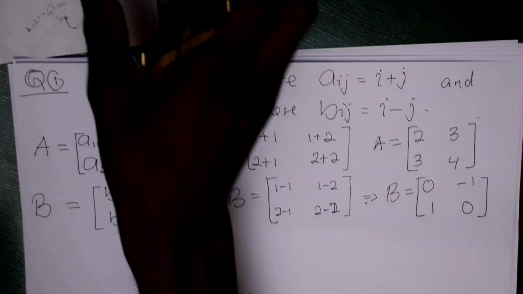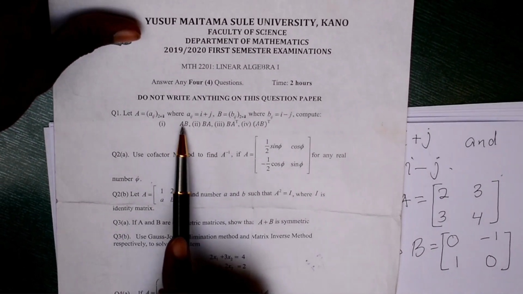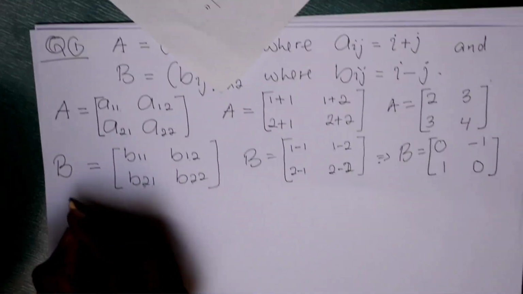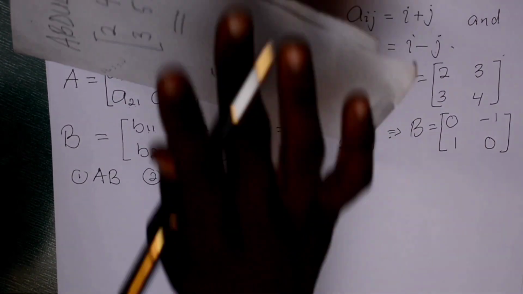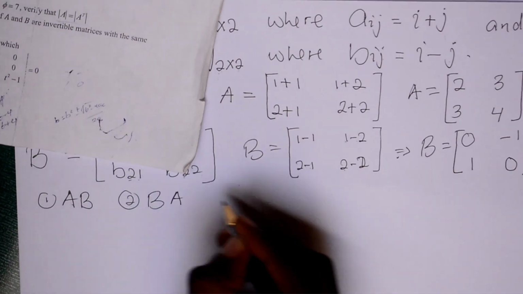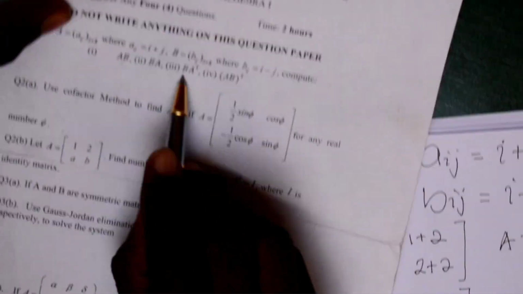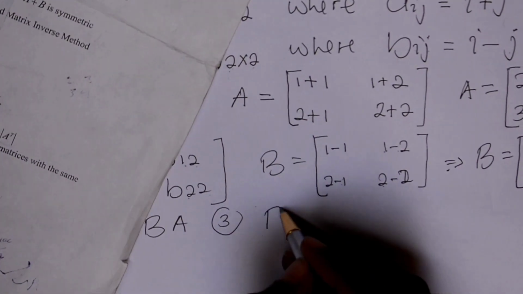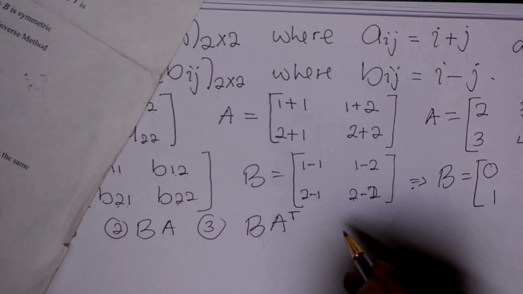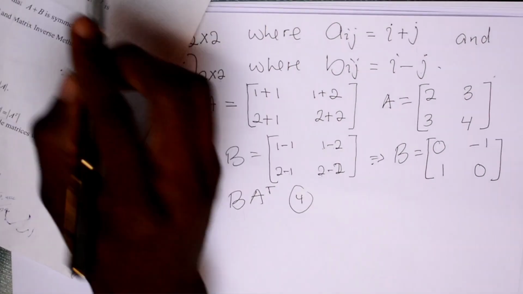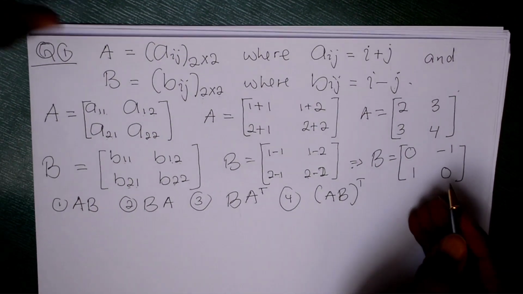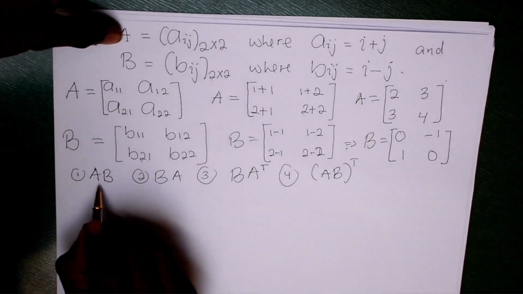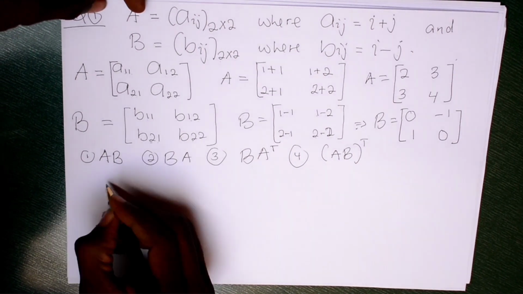So now we are going to compute these. Number 1 is AB. Number 2 is BA. Then number 3 is BA transpose. Then number 4 is AB all transpose. So now let's compute this from the following matrices.